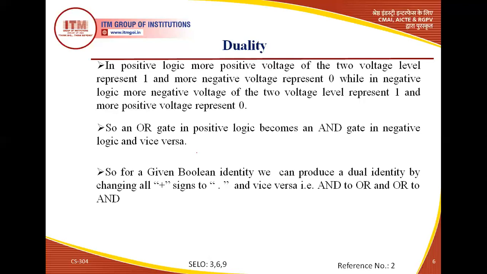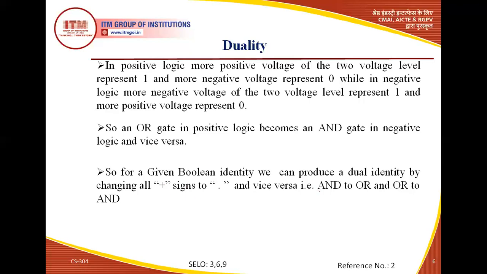So when we want to create the dual function of any given Boolean function, we simply replace the plus by dot and dot by plus. That means AND operation is converted into OR operation and OR operation is converted into AND operation. So in duality, when we want to realize the dual function of any given Boolean function, we just change the sign. That means plus is converted into dot and dot is converted into plus.